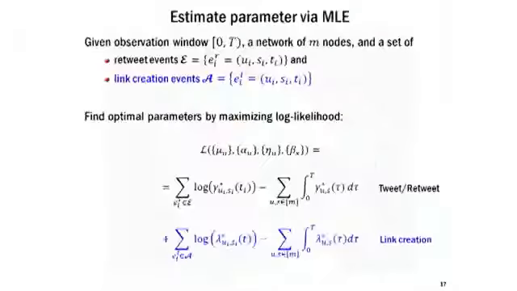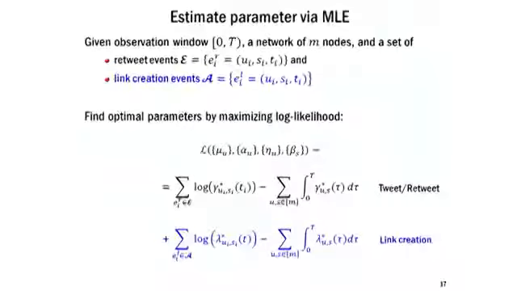And another nice thing about the model is you can actually estimate the parameters of the model from real data. Suppose you have crawled your Twitter data set, and within the time window between 0 and t, it contains n nodes, and a bunch of retweeting events, also a bunch of link creation events. You can actually estimate the parameters using maximum likelihood. You will have one term for each one of these retweeting events. You will also have one term for each one of these link creation events, and then you're going to have some normalization term with respect to a pair of nodes.